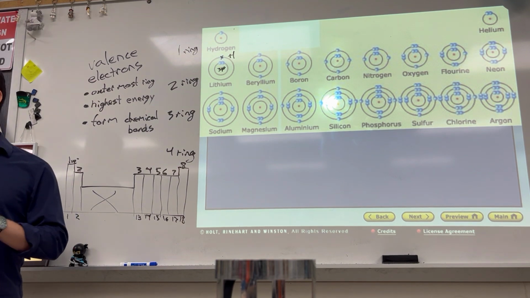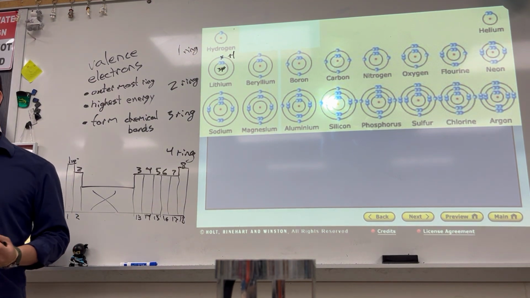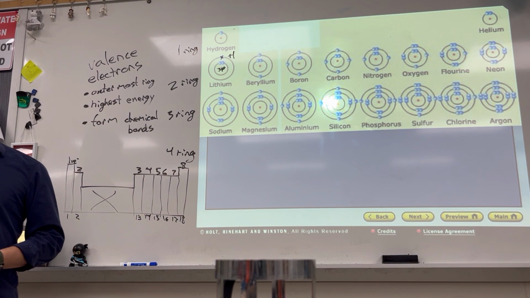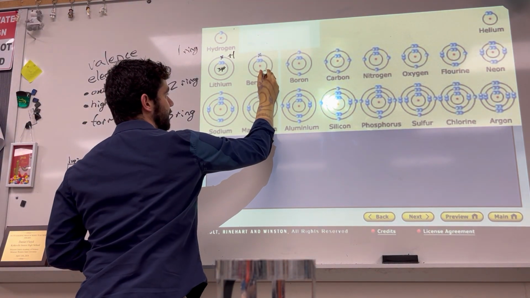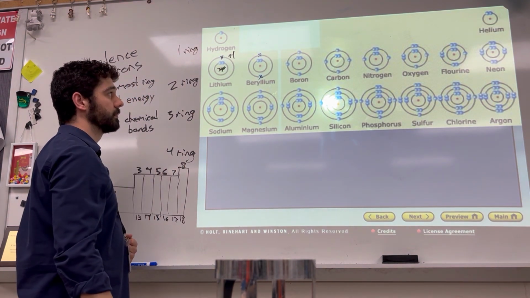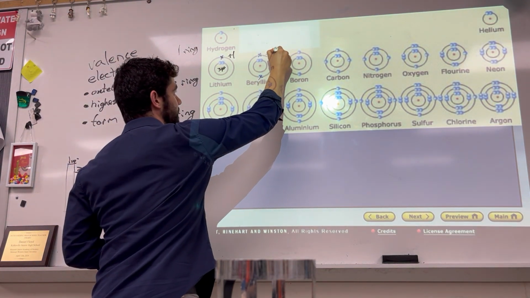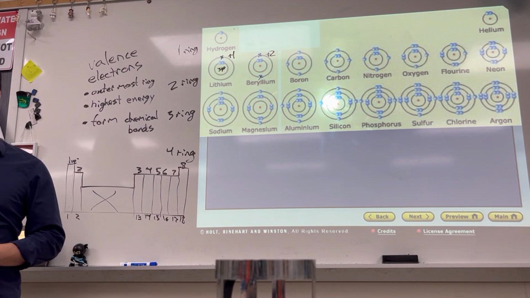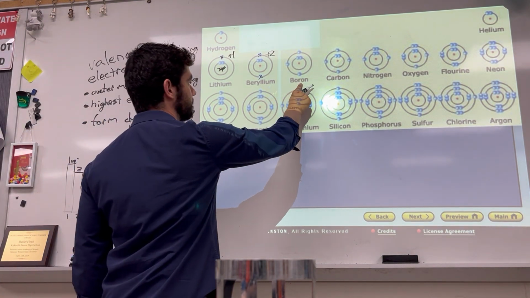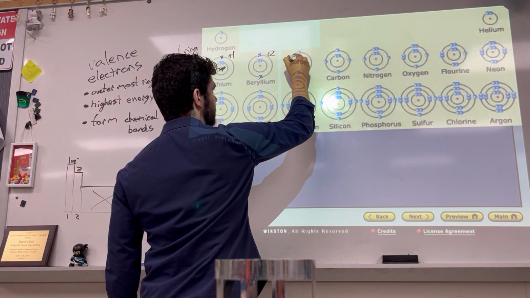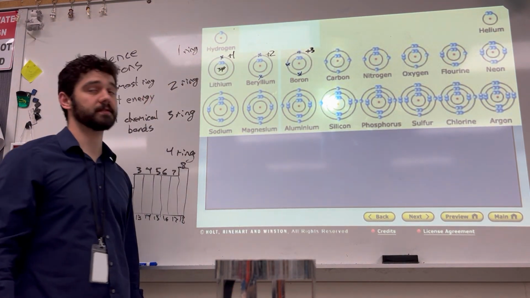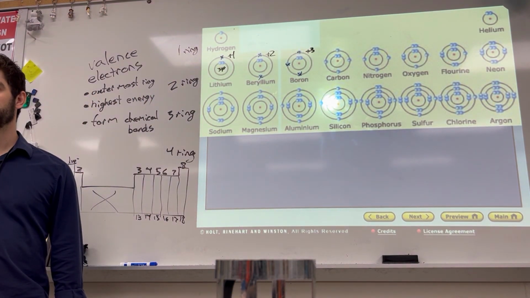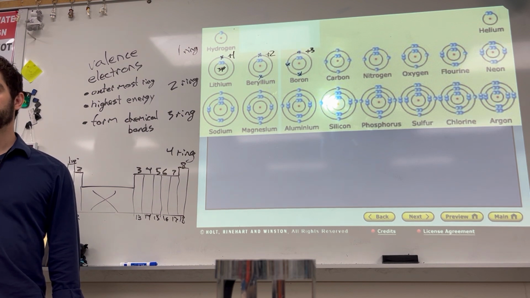Is it closer to helium or neon? Still helium. So beryllium is most stable when it's like this, which gives it this charge, yes? What about boron? Still closest to helium, so it's stable with 2 electrons. Okay. How about carbon?